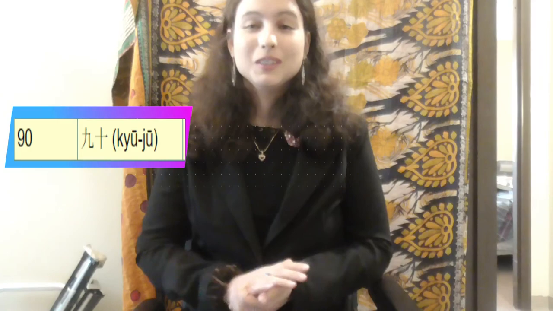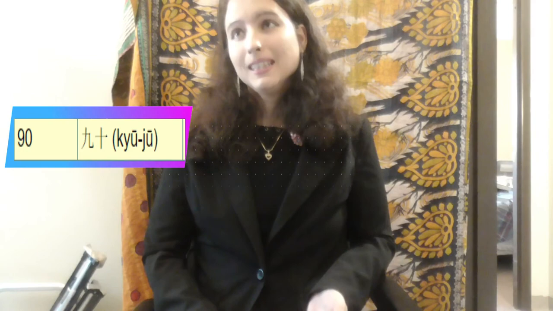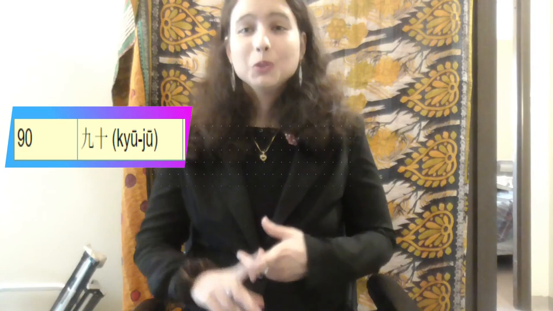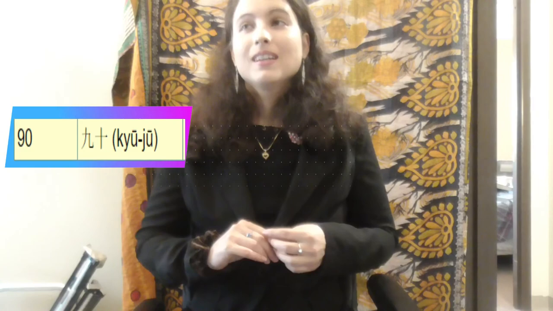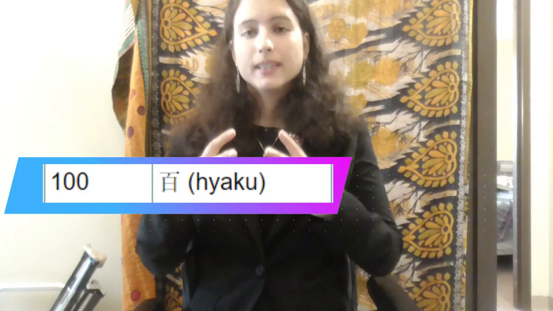So 91 is kyuju ichi, 92 is kyuju ni, 93 is kyuju san, and then 99 is kyuju kyu or kyuju ku. All right, 100 is hyaku. When I was learning about it, you basically say the hi and then a ya at the end, but you combine it together, so hyaku.